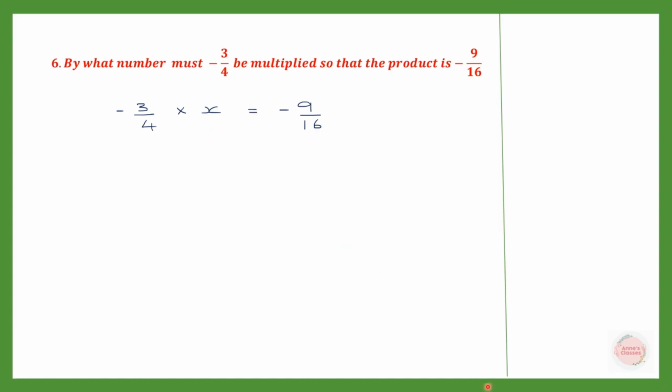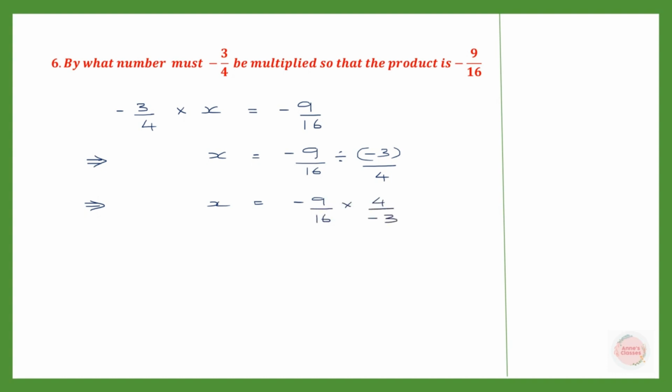Now we're going to find the value of x. So this is an equation now. We'll leave x here. And on the other side, we have minus 9 by 16. Let's transpose this minus 3 by 4 to the other side. Because it's multiplication, it will turn into division when it goes to the other side. So divided by minus 3 by 4. So x is equal to minus 9 by 16, division changes to multiplication, minus 3 by 4 becomes 4 by minus 3.